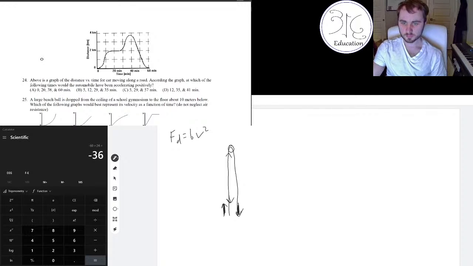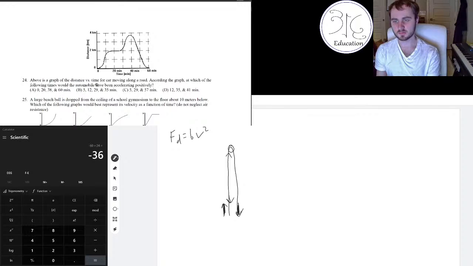Above we have a graph for distance versus time of a car moving along a road. So that's distance versus time. Which of the following times would the automobile have been accelerating positively? Positive acceleration means that we are increasing at an increasing rate. So this would be one example, right? Our slope is getting steeper and steeper. So from 0 to less than 10 minutes.